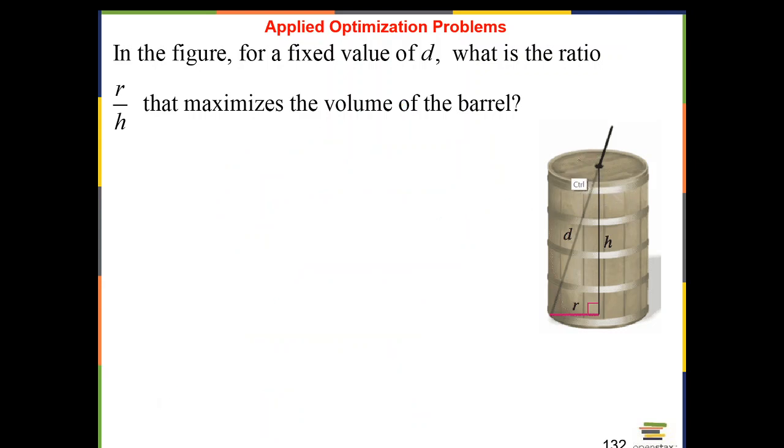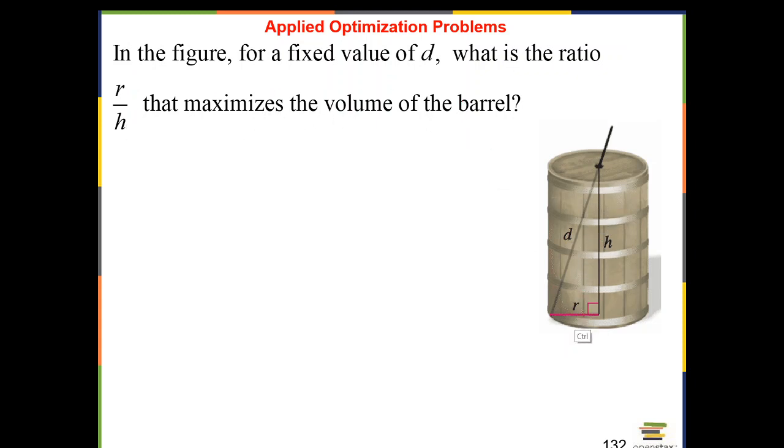And the answer is, well, let's see. So we're going to make this height be h because it can change. D can change and R can change. It's a cylindrical thing, right? This is a cylinder. So what is it that we want to maximize? We want to maximize the volume, right? So what is the ratio of R and H that maximizes the volume?